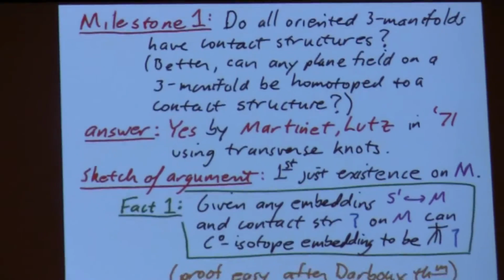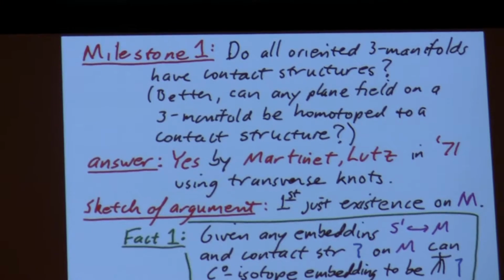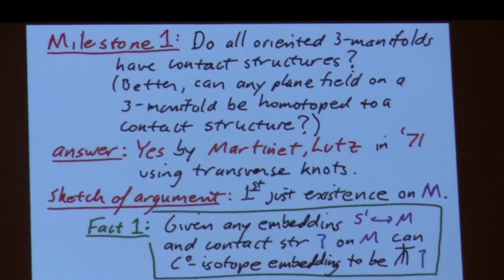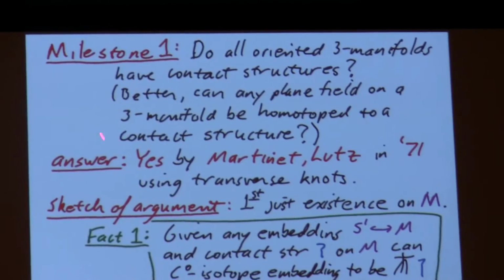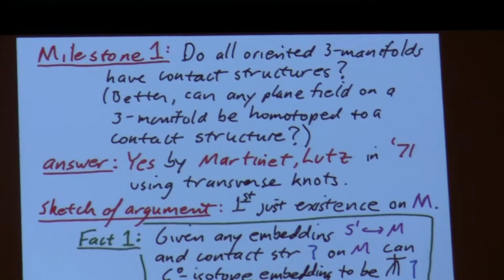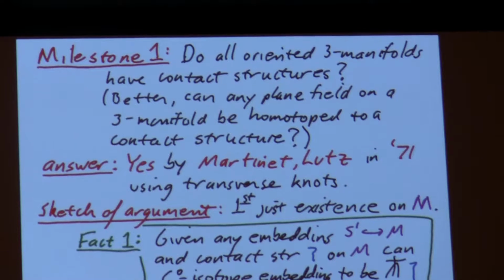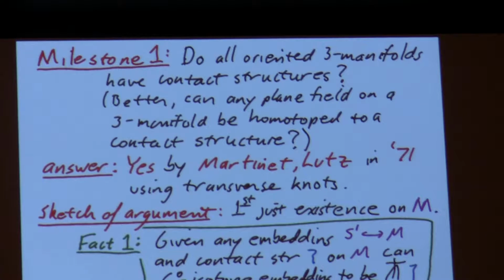And what's the first milestone in contact geometry in dimension 3? Well, the most basic thing you want, right? If you've got a manifold, you might want to ask, does it have a contact structure? Very basic question. And actually, you can be a little bit more refined in your question. You can ask, if you have a hyperplane field, or we're in dimension 3, so it's just a plane field, if you have a plane field on a 3-manifold, can you move that plane field around to make it contact? Right? That's maybe a little bit more refined question than just does the 3-manifold have a contact structure? And well, the answer to this is yes.